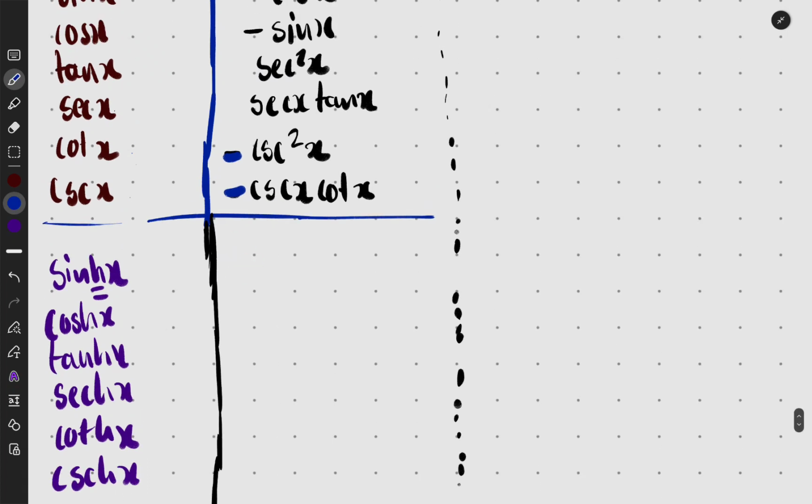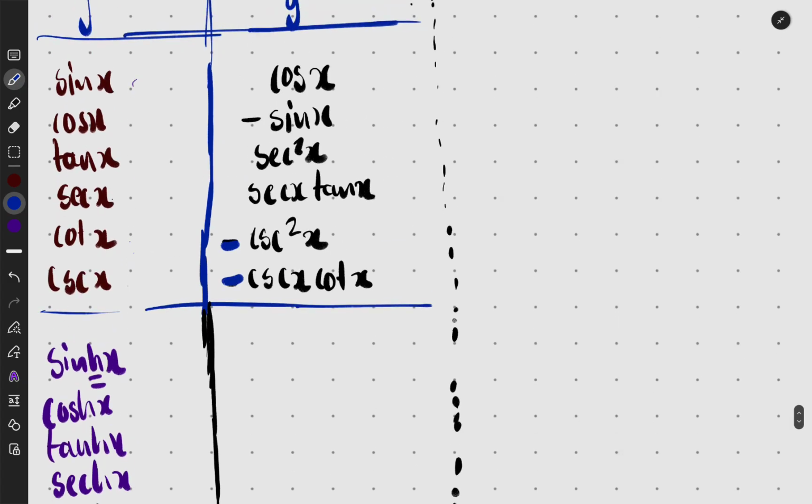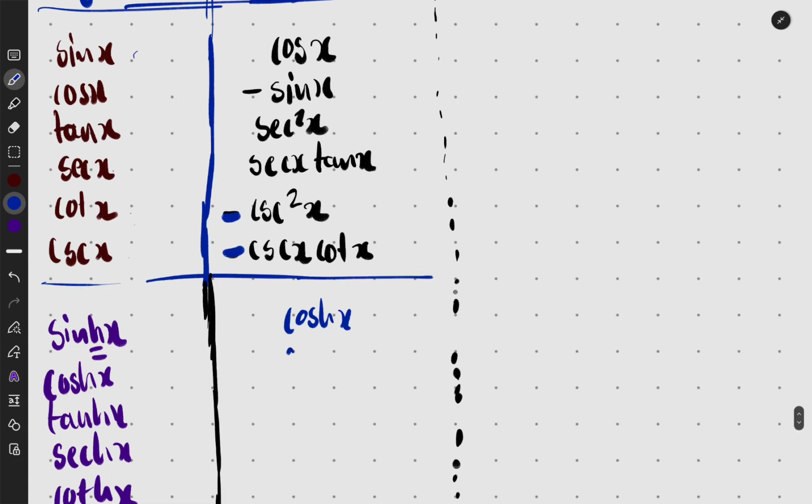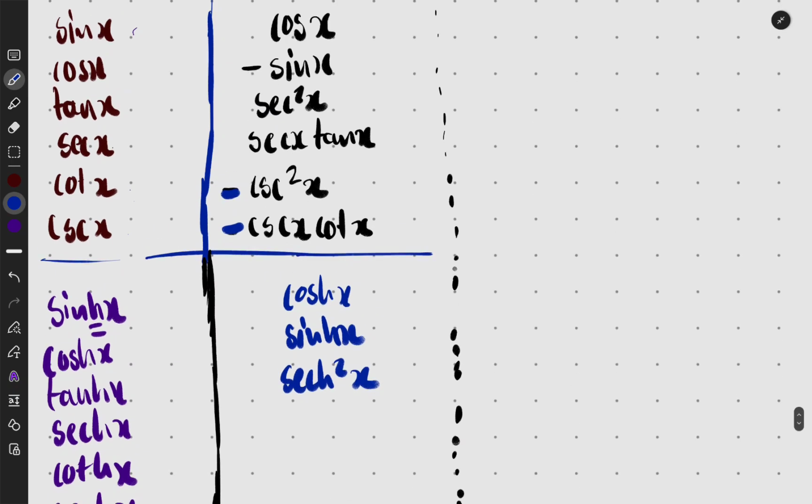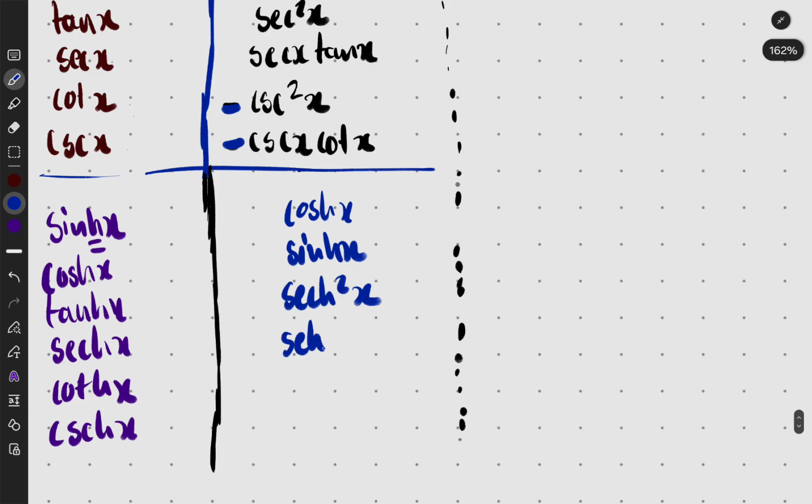Then we go to this other side. Now, what did sine give me? Cos. So what is sinh going to give me? Cos hyperbolic x. Don't put the signs yet. What about cos? It will give you sinh hyperbolic. You copied this guy, but ignore the sign for now. This gives you sec squared. So here you write again sec hyperbolic squared x. Then this gives you sec x tan x. So it's going to be sec hyperbolic of x, then tan hyperbolic of x.